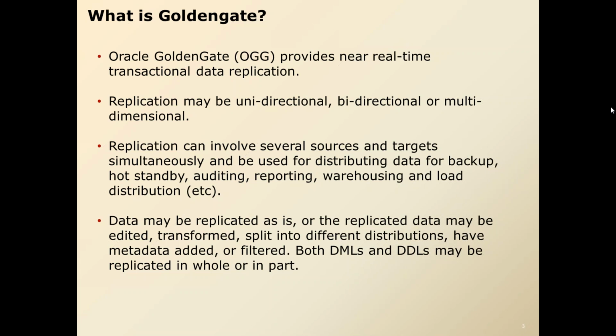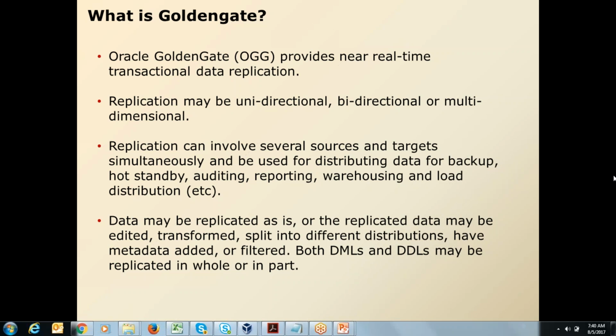Using GoldenGate, you can replicate the data as it is, or you can do data filtration and transformation, you can split into different distributions, you can have metadata added or filtered, or you can replicate both DML as well as DDL, either as a whole or as a part. So with GoldenGate, there are many capabilities.